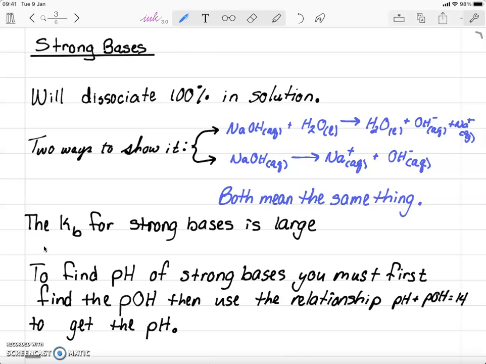And for strong bases, instead of using a Ka, we have to use a Kb, or the base dissociation constant. And just like with strong acids, the Kb for a strong base will be large, so Kb will be greater than 1.